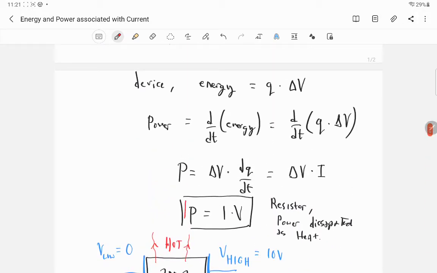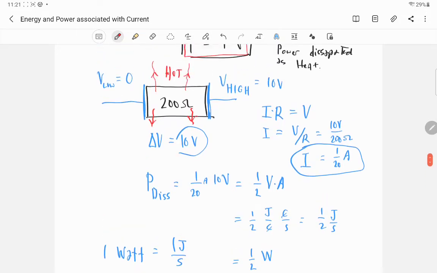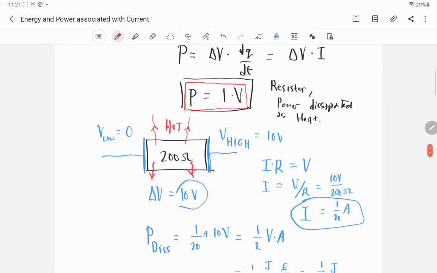This right here is also how you would calculate the power lost by a battery. If the current I flows through a battery and that battery's voltage is V, then I times V is the power lost by that battery, is the idea. All right.